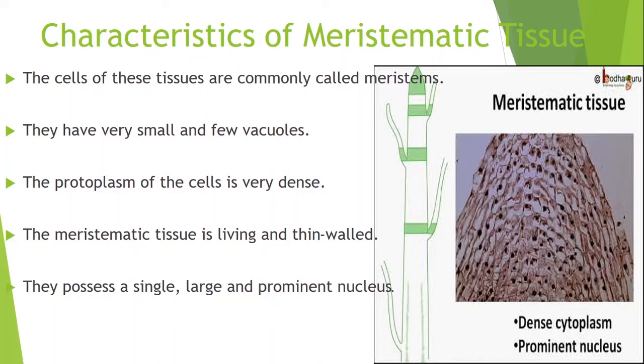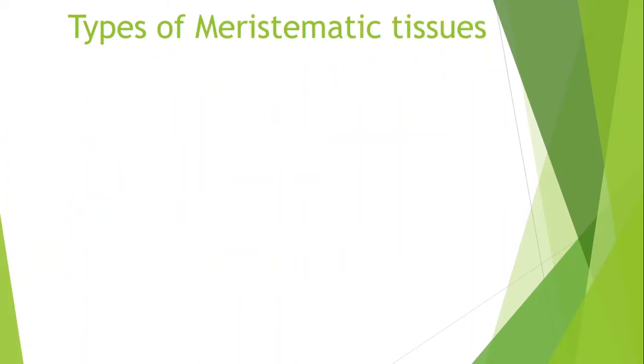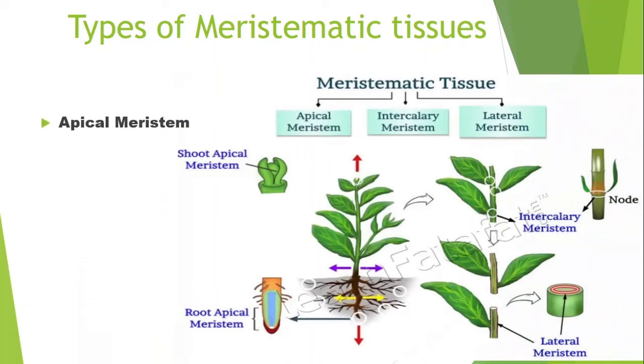Now we will move on to the next topic, that is the types of meristematic tissues. There are three types of meristematic tissue. First one is apical meristem, second one is intercalary meristem, and last one is lateral meristem. Now you can see by this figure meristematic tissue is divided into three types. This one is intercalary meristem, this one is lateral meristem, and this is apical meristem in the root and in the shoot.